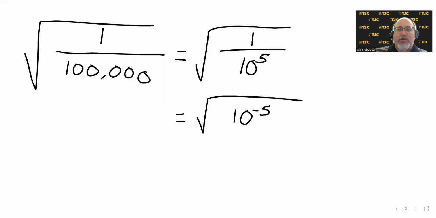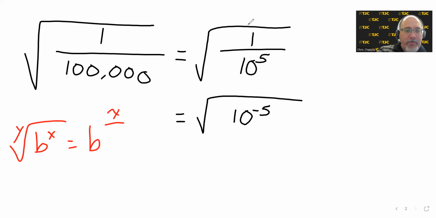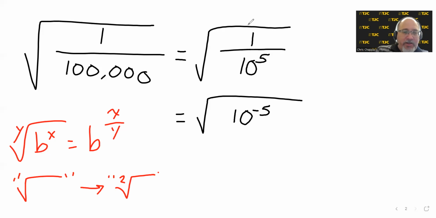And now the question is, what do we do with the square root? Well, the rule in play here is the y-th root of b to the x power is b to the x over y power. The problem here is we don't have a number sitting inside of the index, but a square root is an implied second root. So in other words, when you see a square root, it's the same as the second root. It's one of the only invisible 2's in math. So there is an implied index of 2 here.